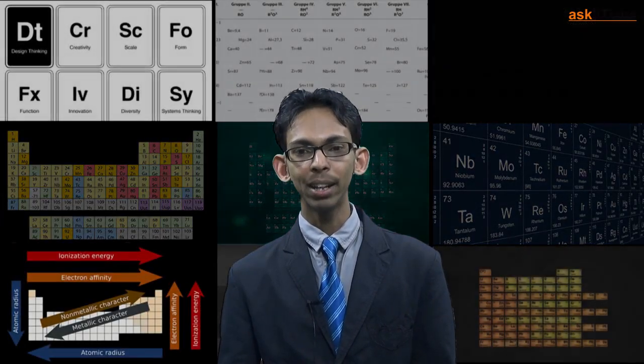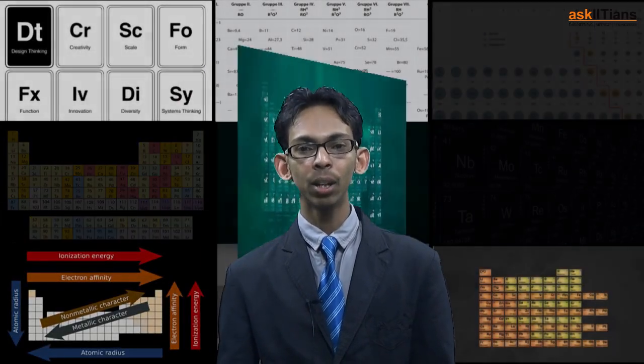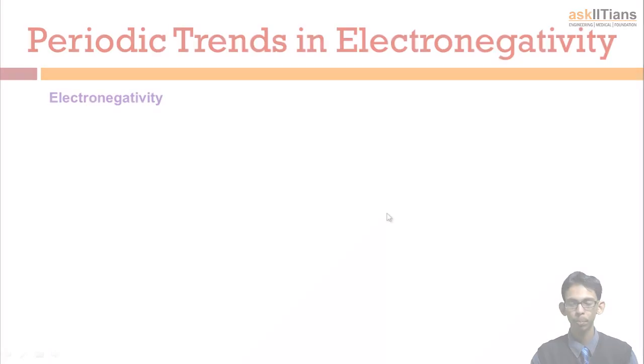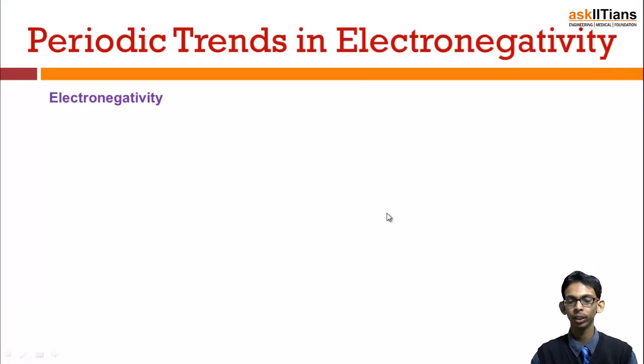Welcome back students. Now we are going to study about periodicity in electronegativity, valency and metallic and non-metallic character in this video, and then we will be able to know why non-metals are present on the extreme right while metals are present on the left of the periodic table. So let's start. Periodic trends in electronegativity.